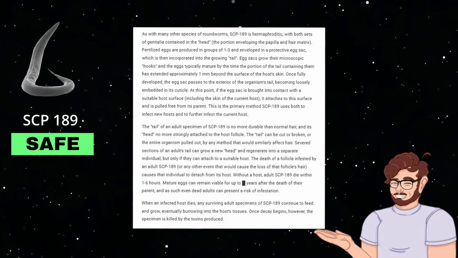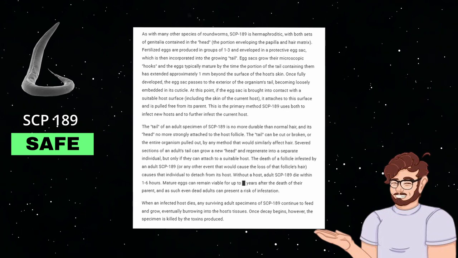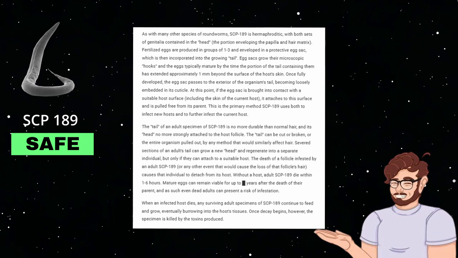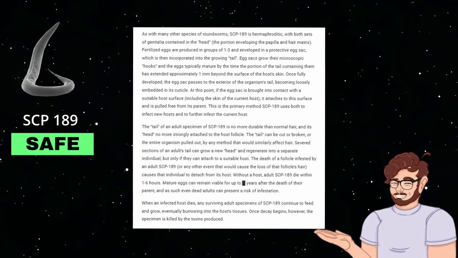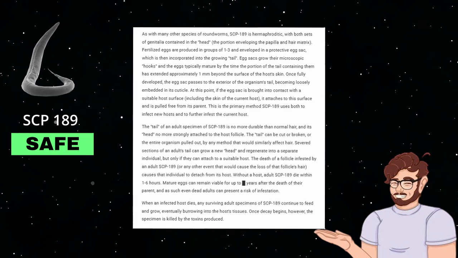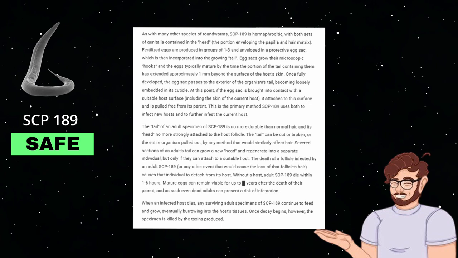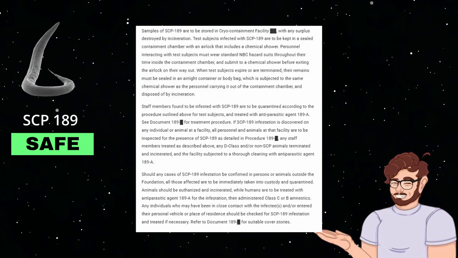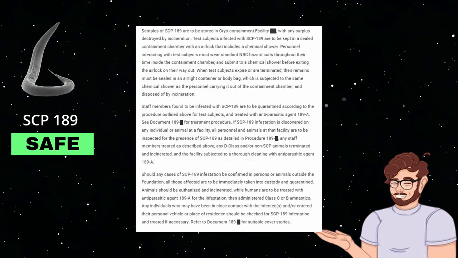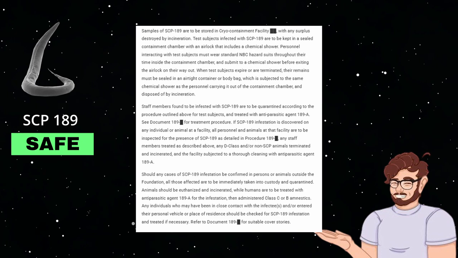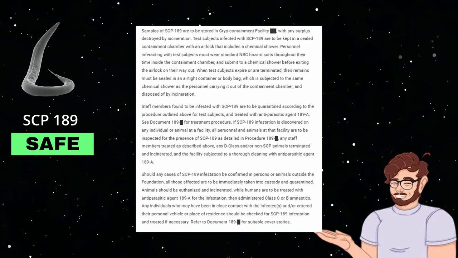When an infected host dies, any surviving adult specimens of 189 continue to feed and grow, eventually burrowing into the host's tissues. Once decay begins, however, the specimen is killed by the toxins produced. Samples of 189 are to be stored in cryocontainment facility redacted, with any surplus destroyed by incineration.